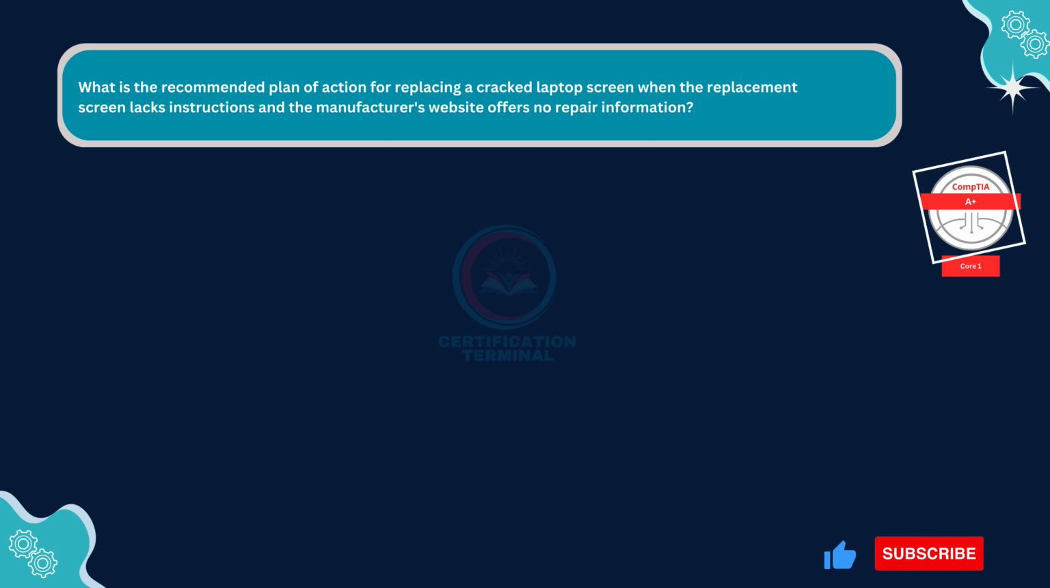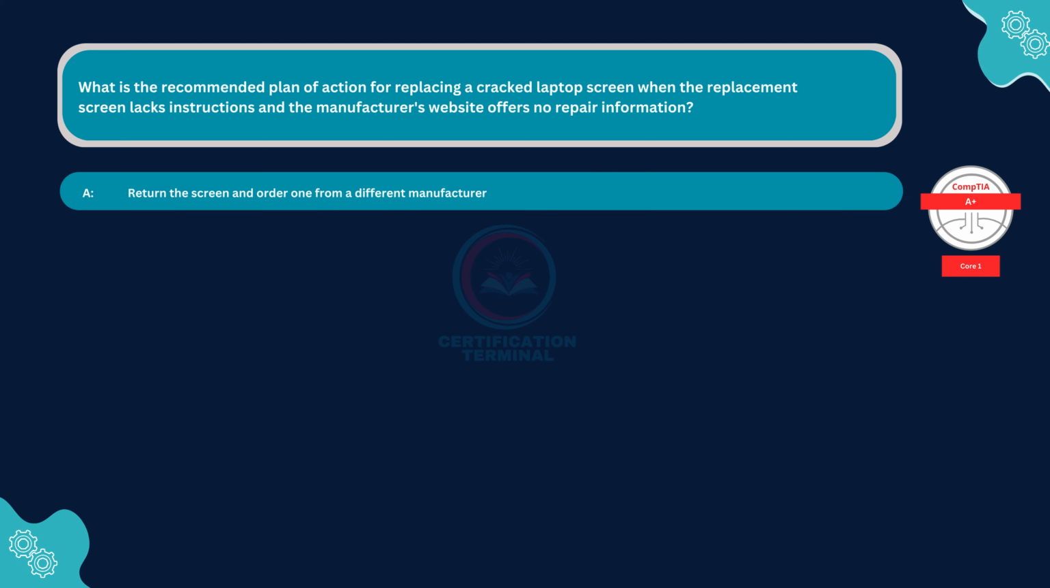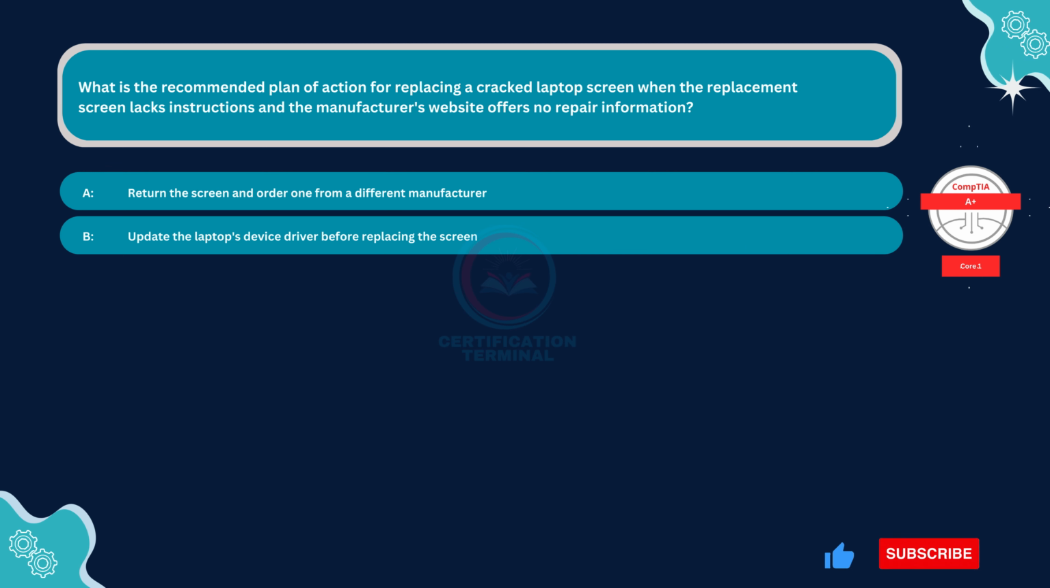Next question. What is the recommended plan of action for replacing a cracked laptop screen when the replacement screen lacks instructions and the manufacturer's website offers no repair information? Option A. Return the screen and order one from a different manufacturer. Option B. Update the laptop's device driver before replacing the screen.